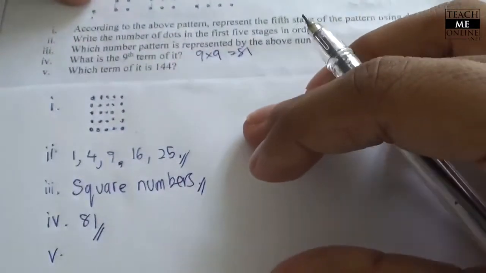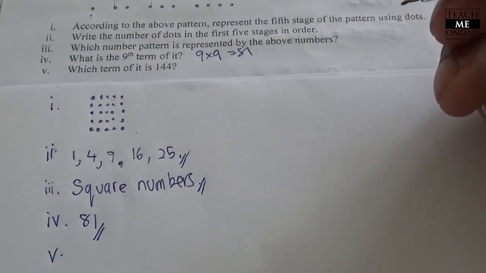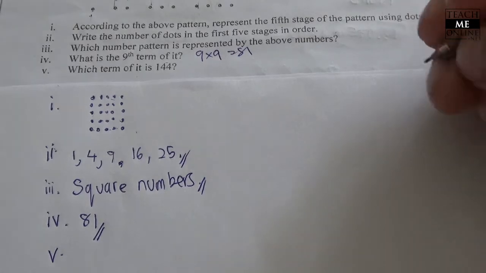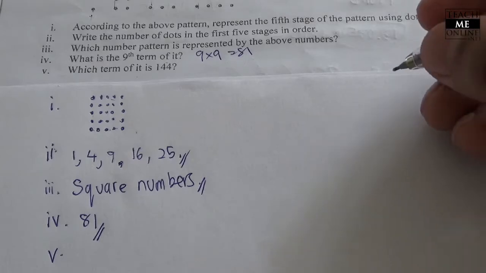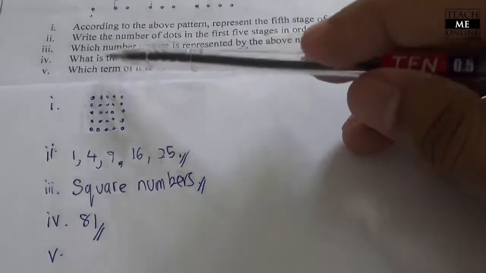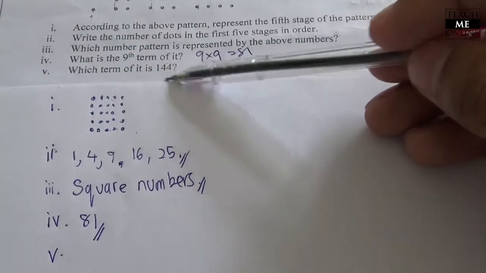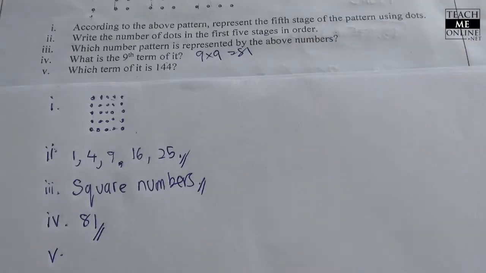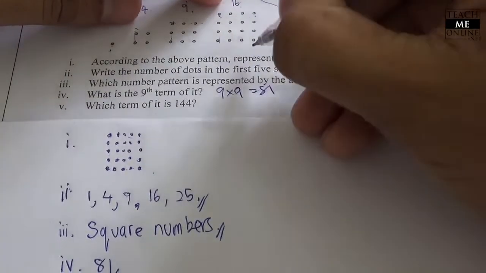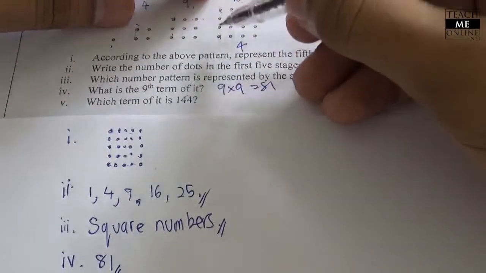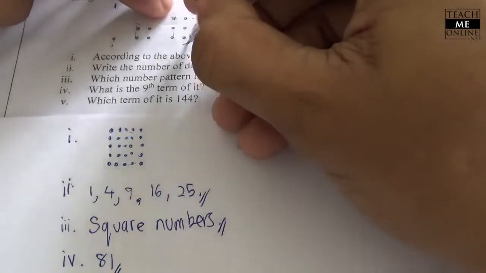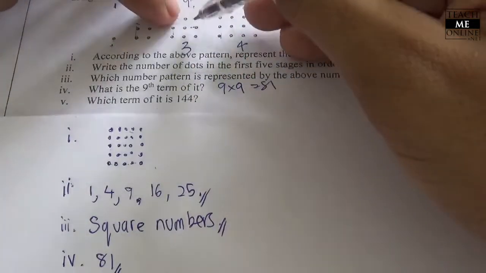Part 5. Which term of it is 144? Right. So we know that if there are 144 dots in the square, the stage or the term number will be the square root of it. For example, now when we have 16 dots, the square root of 16 is 4, and 4 is the number of that stage. This is the fourth one. Here we have 9 dots, square root of 9 is 3. This is the third pattern, third stage of the pattern.